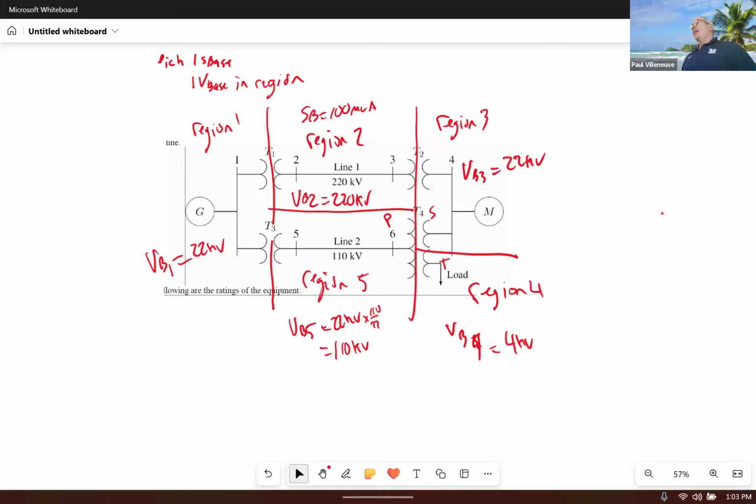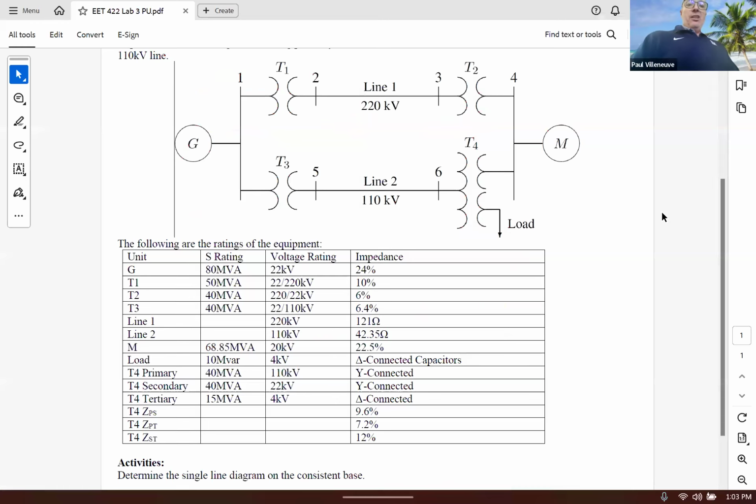Now I've got all my regions defined, and I've got all my base voltages defined. So at this point, I'm ready to start converting impedances to a consistent base. So what I see is this parameter here. What are the units of the impedance associated with the generator? What are those units?